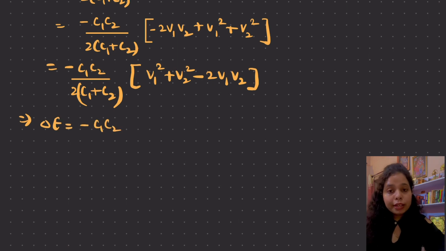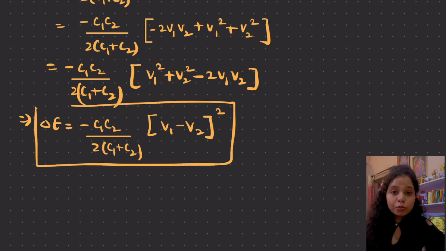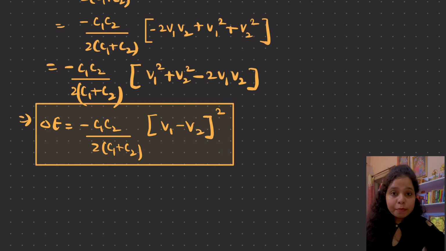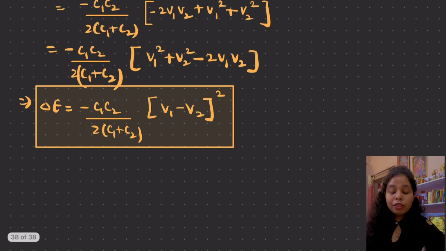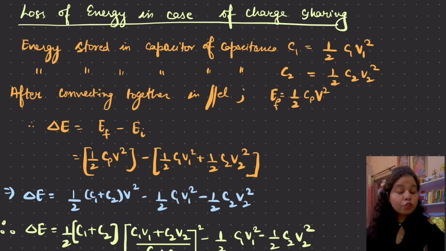So therefore I can write delta E is equal to minus C1 C2 upon 2 (C1 plus C2) whole multiplied by (V1 minus V2) whole square, because we have a formula A square plus B square minus 2AB written as (A minus B) whole square. So this is the equation which we have for the loss of energy in case of charge sharing.